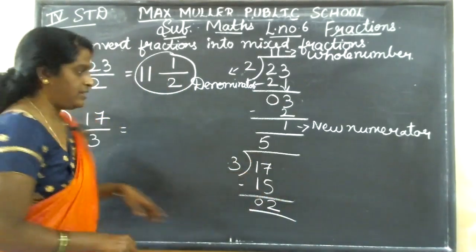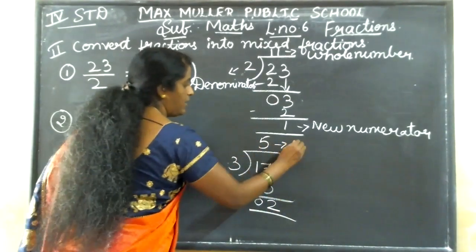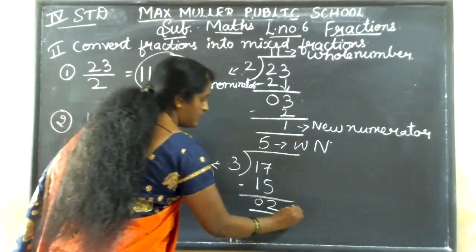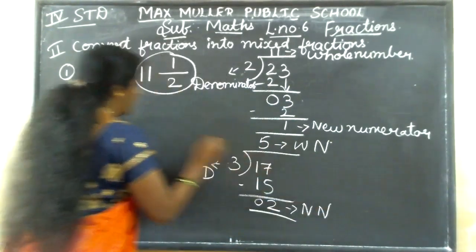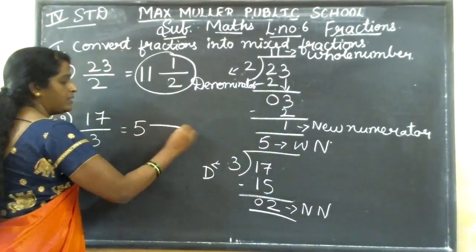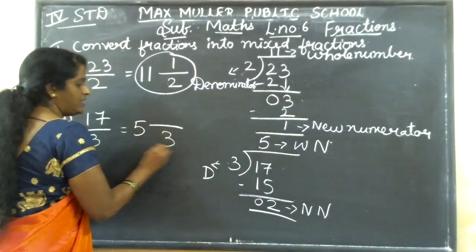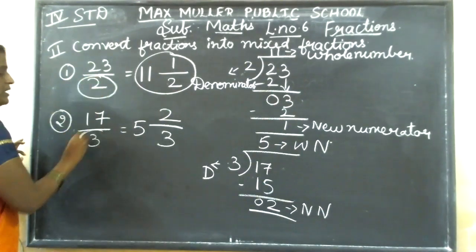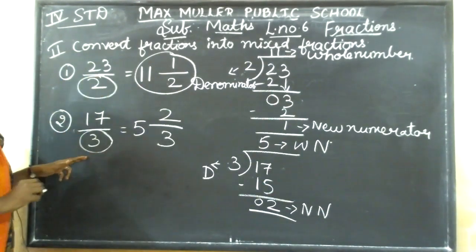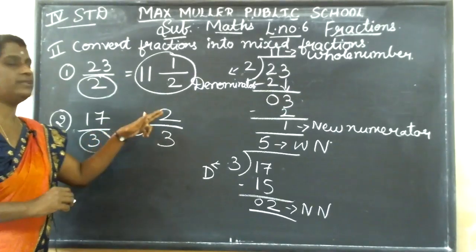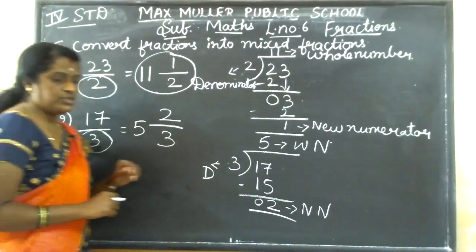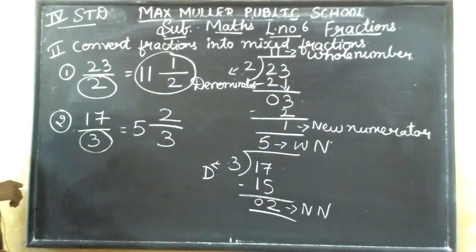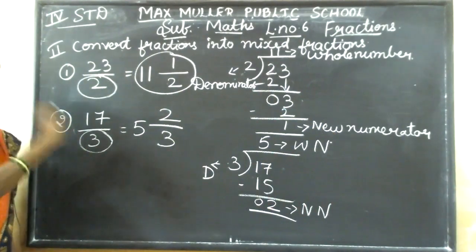So, what is the answer here? This is the whole number, this is the denominator, and this is the numerator. The whole number is 5. The denominator is 3. The numerator is 2. This number will always be the denominator. So, this is the whole number, this is the numerator. You know how to do it, children? Let's copy down. The denominator will always be the same.